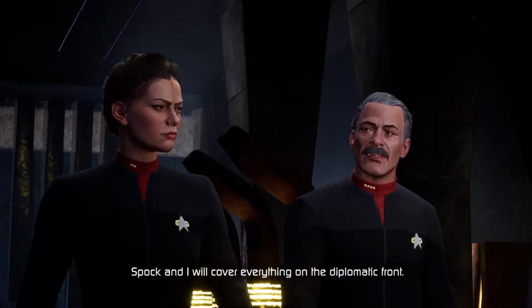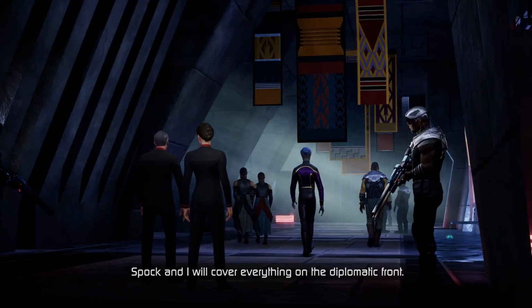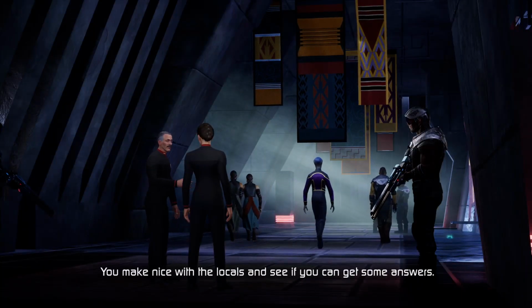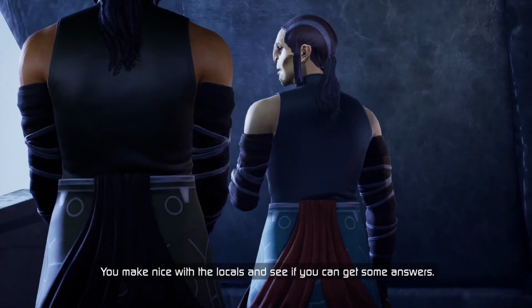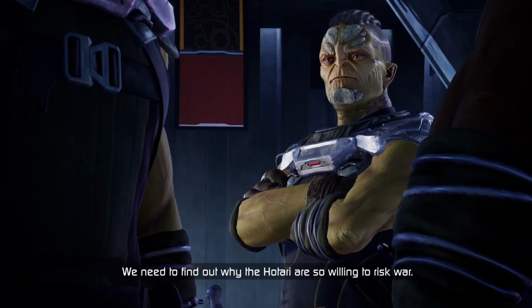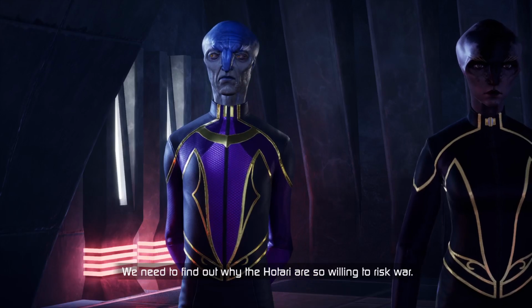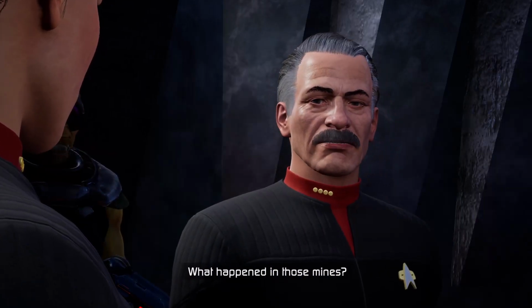Spock and I will cover everything on the diplomatic front. You make nice with the locals, see if you can get some answers. We need to find out why the Hotari are so willing to risk war. What happened to his mind?